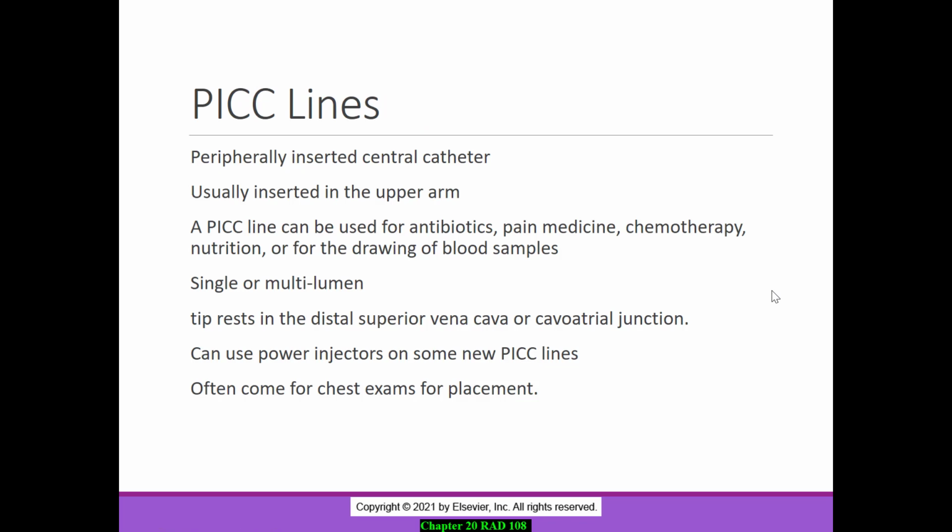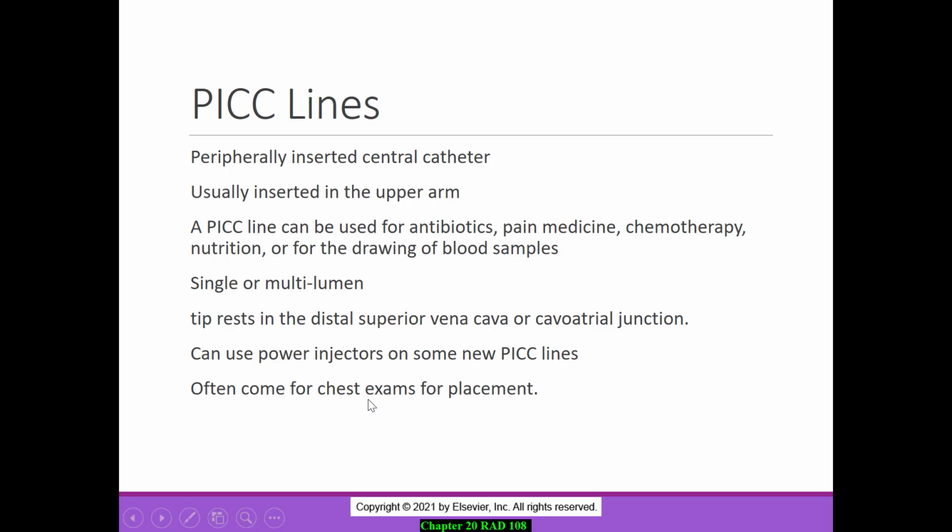PICC lines, they're inserted in the central catheter. You're going to usually see these in the upper arm. PICC line can be used for antibiotics, pain meds, chemotherapy, if they're drawing blood samples. It could be a single or a multi-lumen line. The tip's going to be in the distal superior vena cava, and they're going to use power injectors on some of the newer PICC lines so that they're automatically injecting meds into the patient.